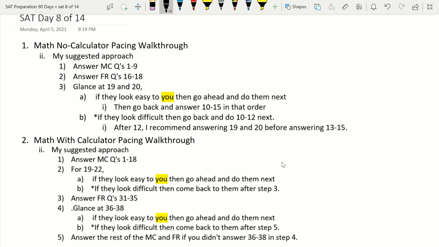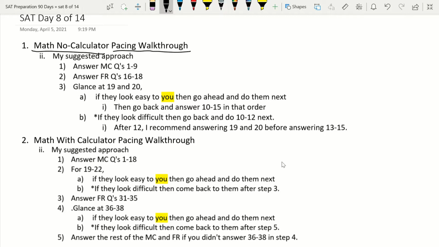So in yesterday's video, we outlined how I recommend pacing all 4 of the SAT sections. So that was the reading section, the writing section, and both the math sections. Today what I'll be doing is showing you that pacing strategy in practice. So I'll be taking the math no calculator section of SAT practice test 2, and I'll be doing a pacing walkthrough through that. So I'll basically be treating it like I would if I were taking the SAT.